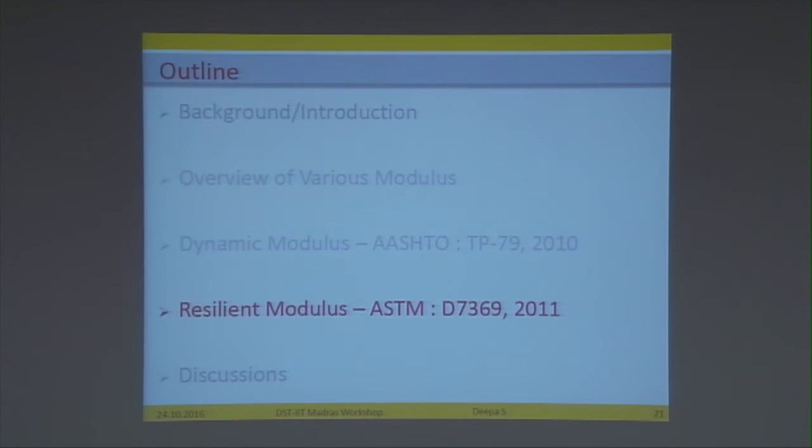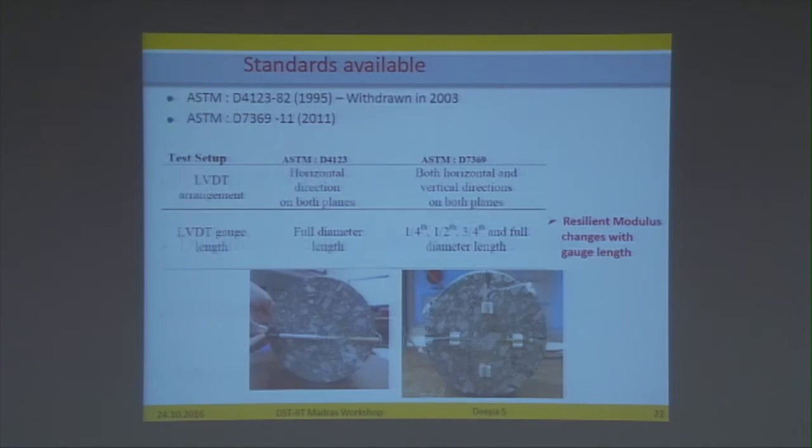So let's move on to the next testing, that is the resilient modulus test. And there are 2 standards available for resilient modulus testing. One is the withdrawn standard ASTM D4123 and ASTM D7369, which is the revised standard. The table shows the comparison between the 2 standards.